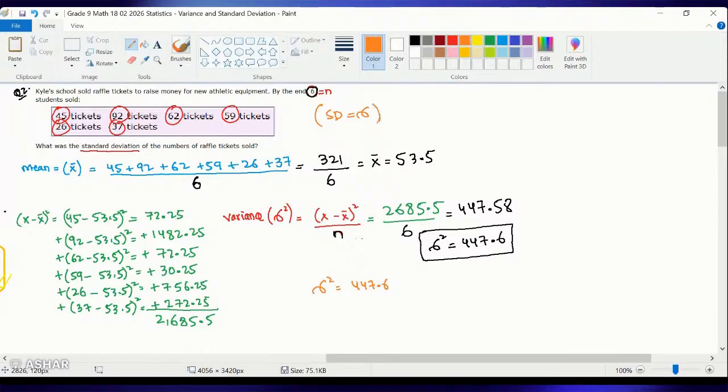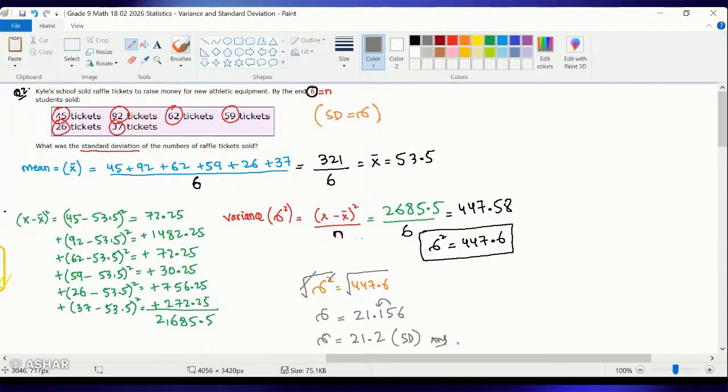So what we need to do is square root both the sides, and we can say the standard deviation comes out to be 447.6 square rooted, and it comes out to be 21.156. This was rounded up, and standard deviation comes out to be 21.2. This is the value for the standard deviation.